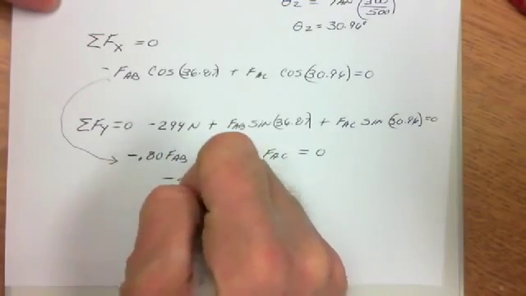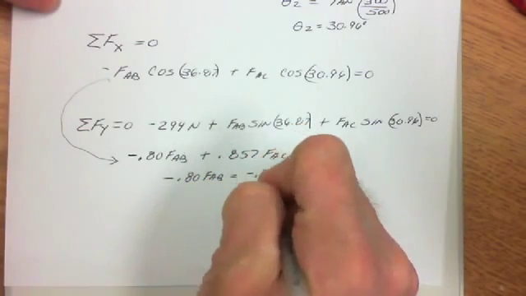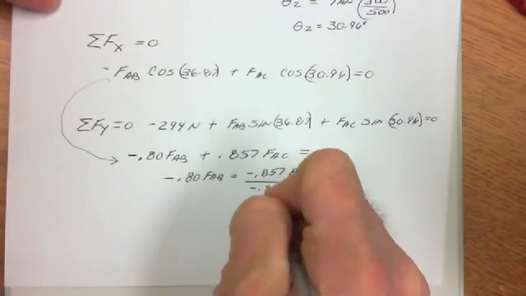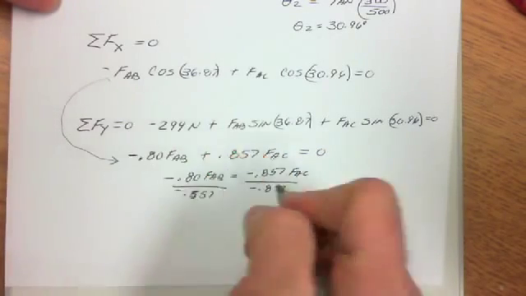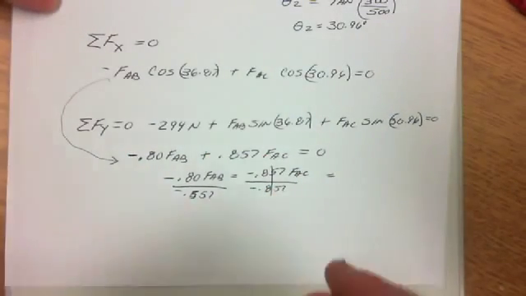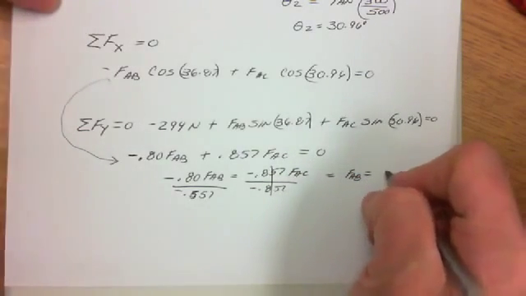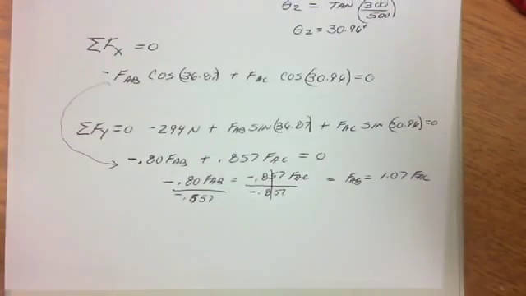That's going to be negative 0.80 FAB is equal to negative 0.857 FAC. Divide both sides by negative 0.857. When I do that, these will cancel out, and I'm going to find out that FAB is equal to 1.07 FAC. Now, the other thing is you could solve this by setting up matrices with your calculator. That's one way to solve it.